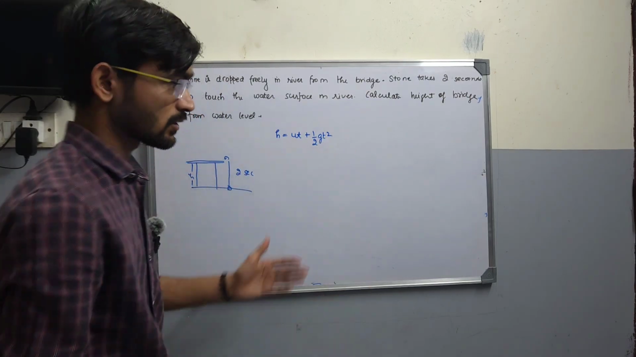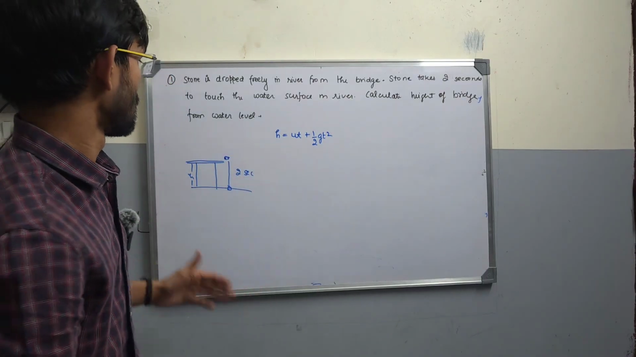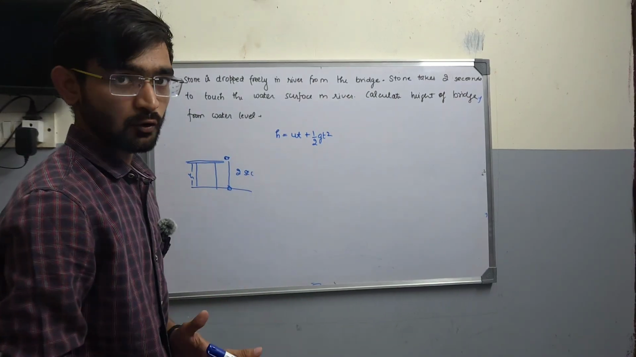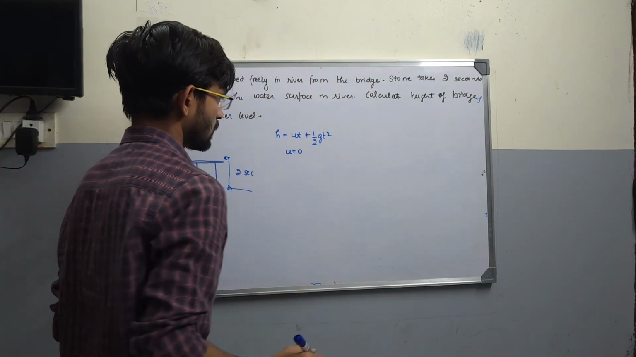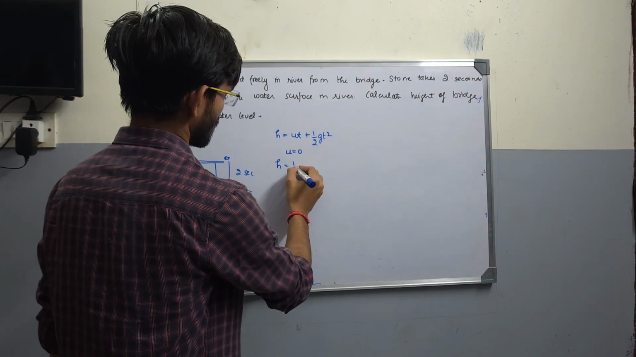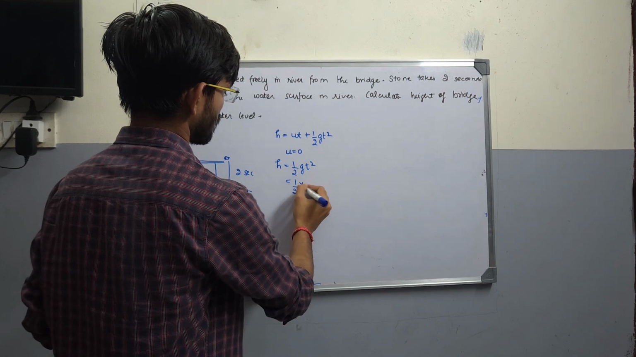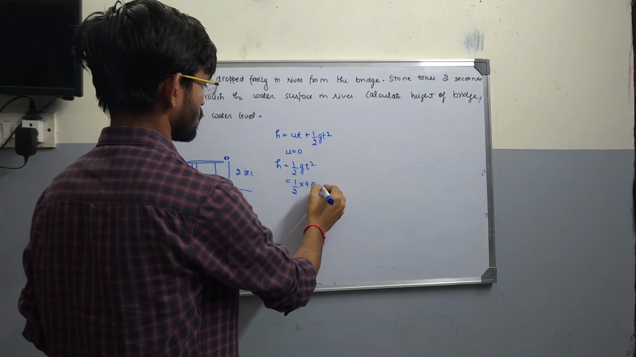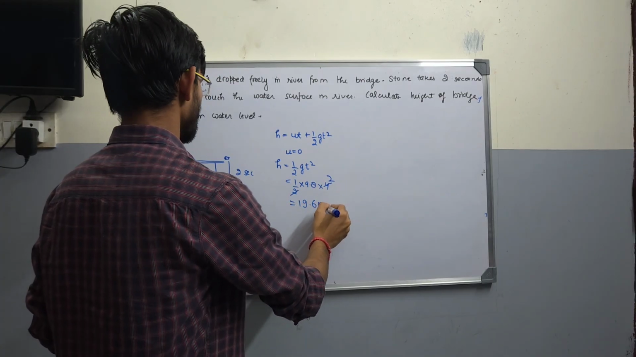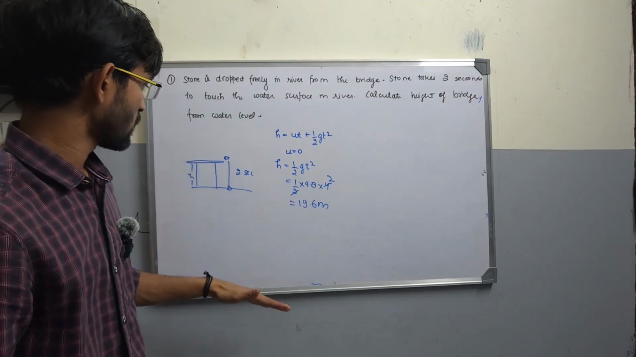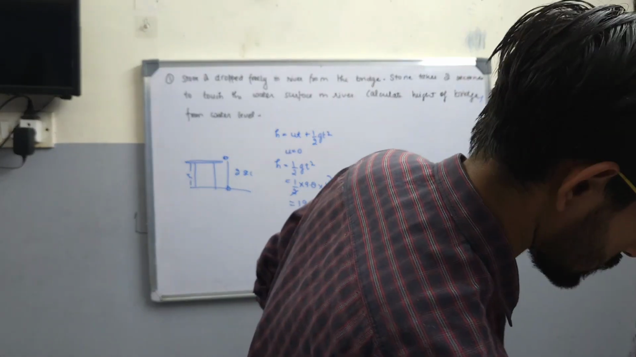Why positive g? Because the particle is going in the direction of gravity. As the particle is dropped from some height, drop means it has no initial velocity, so u equals 0. So I can write h equals half g t square. Half g is 9.8, time is 2 squared, 4. This is 19.6 meter. So the height of the bridge from the surface of the river is 19.6 meter. We will take a few more questions.